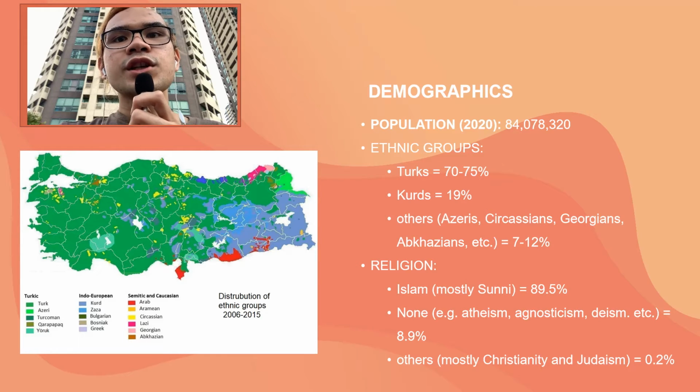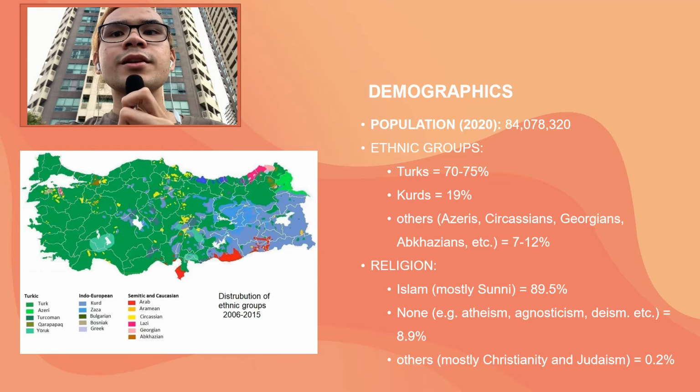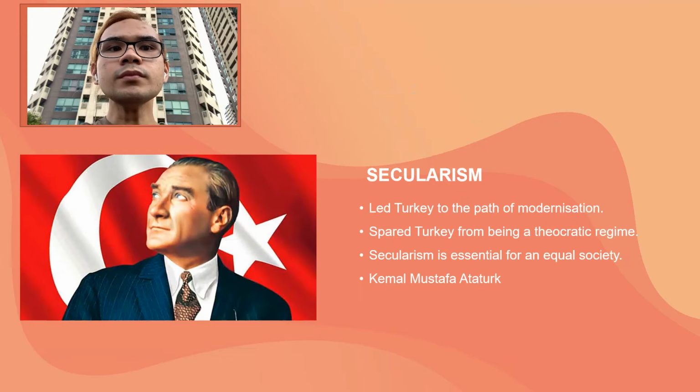When it comes to religion, of course, 89.5% of Turkey's population are Muslims, of which most of them are Sunnis. 8.9% are surprisingly what I call the nones, or atheists, agnostics, deists, etc. And the rest include Christians and Jews.